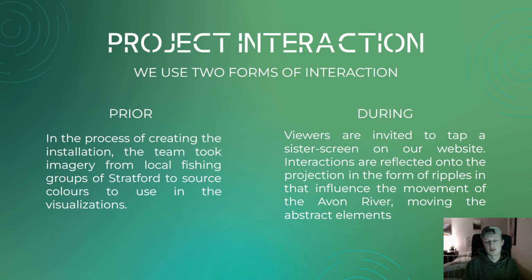So what is the actual interaction for our assignment? Well, we actually use two forms of interaction. Before, in the process of creating the installation, the team took imagery from local fishing groups on Facebook of Stratford to source colors to use in the actual visualizations to make sure it was accurate to the actual ecosystem. Then during, viewers are invited to tap on a sister screen on our website. This will be available day of, and they will be able to scan a QR code. Interactions are reflected onto the projection in the form of ripples that influence the movement of the Avon River and move the abstract elements such as the fish.